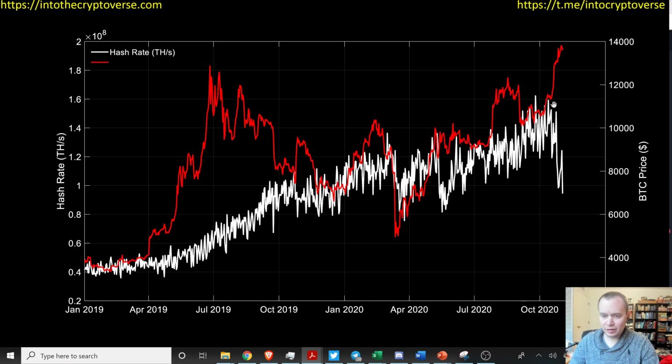Now, we really started dropping around this level, but interestingly enough, the third option happened, right? So in this scenario, the price went down after the hash rate dropped. In this scenario, the price just went sideways after the hash rate dropped. And in this scenario, the price went up when the hash rate dropped.